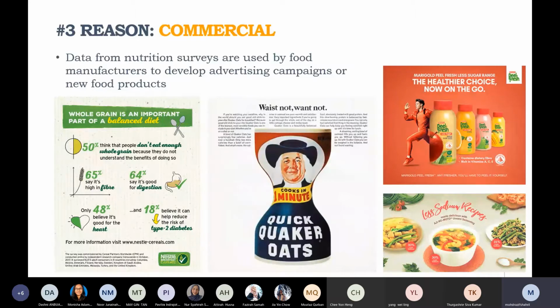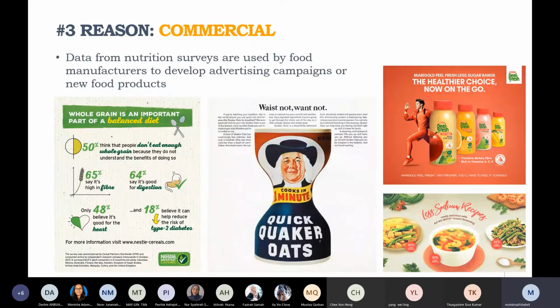So the first one is they identify that 50% of people think they don't eat enough whole grain because they do not know and do not understand the benefits of doing so. When they identify that, then they can promote whole grain products from their company. And we have also Quaker here from PepsiCo. They are using data on waist circumference and prevalence of obesity to promote their products here.